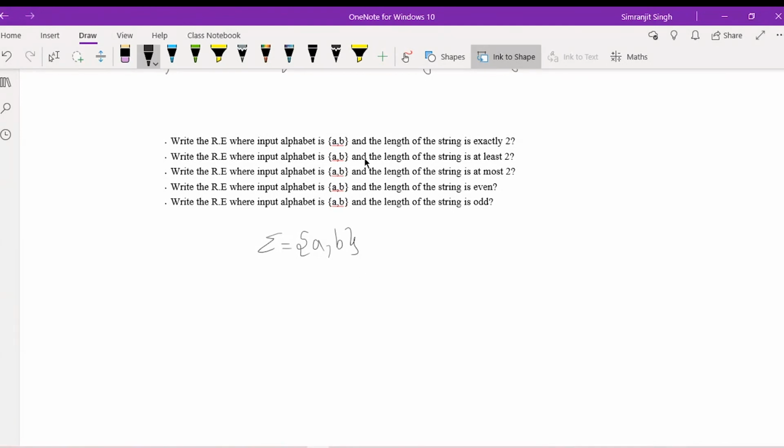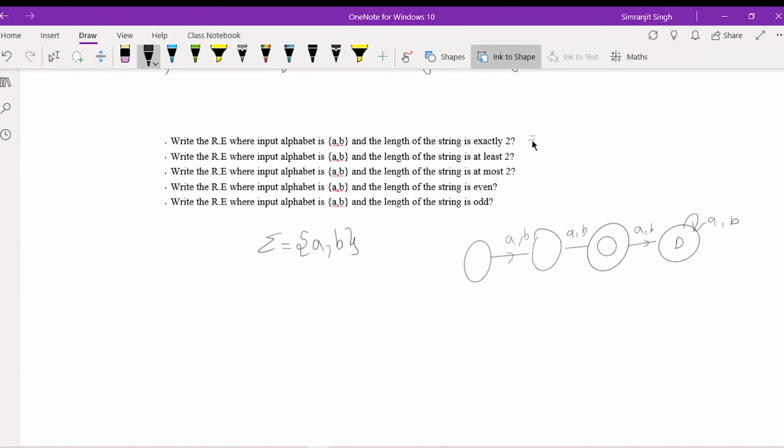So now it's saying that the length of the string is exactly 2. If you remember the automata that we have drawn, you drew something like this: A, B, A, B, and whatever comes after it, you send to a dead state. So what is the regular expression? From that regular expression I can derive all the strings that should be accepted by my language. That is the basic concept of the regular language.